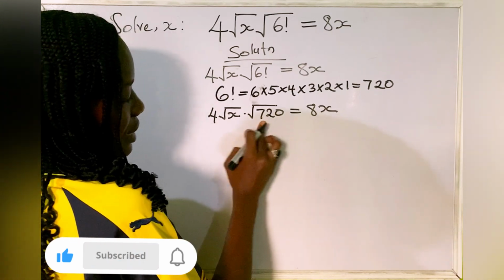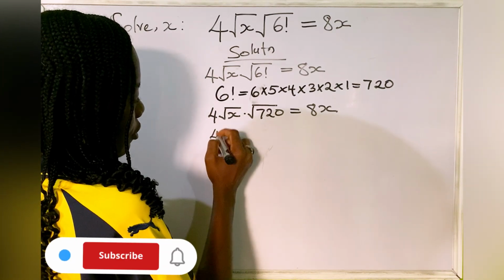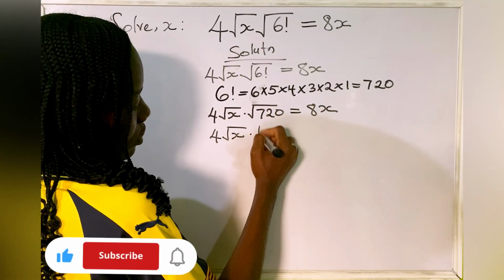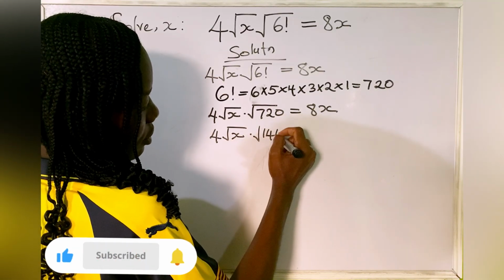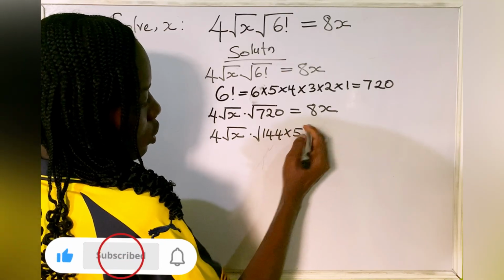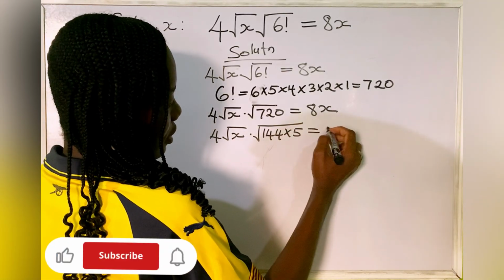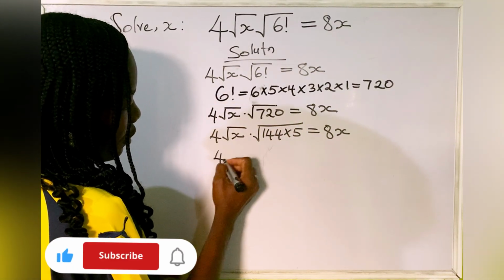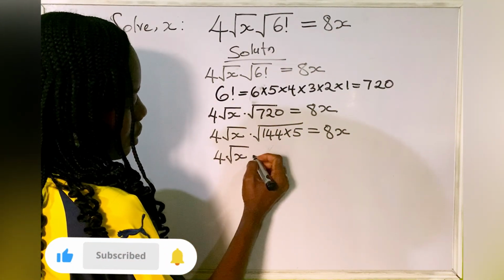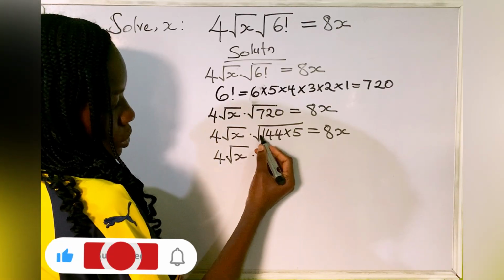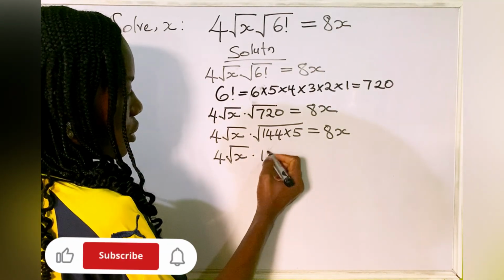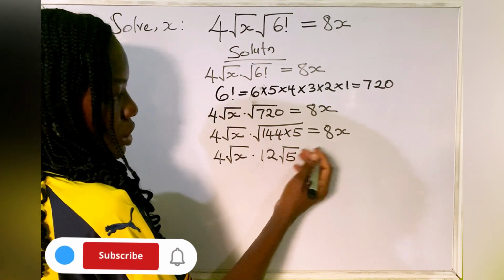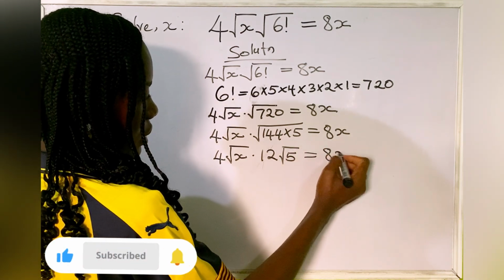Okay, now this can be written as 4 root x multiplied by root 144 multiplied by 5. 144 multiplied by 5 would give us 720. So we have 4 root x multiplied by square root of 144, which is 12, and the square root of 5 remains root 5 because it's not a perfect square, is equal to 8x.